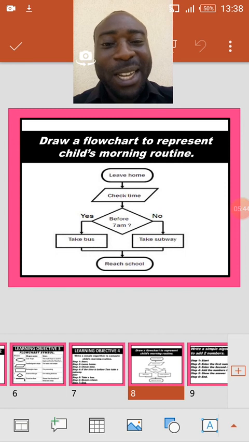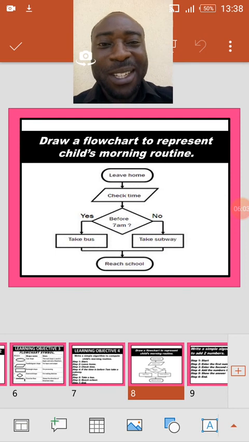Then input and output is the second shape that you see here, that is check time. And remember, I said we have the diamond shape. So that diamond shape is what we represent before 7 a.m., that is take subway, or after, take a bus and reach school. You see, this flowchart shows what we have in our pseudocode. That is what we have here.